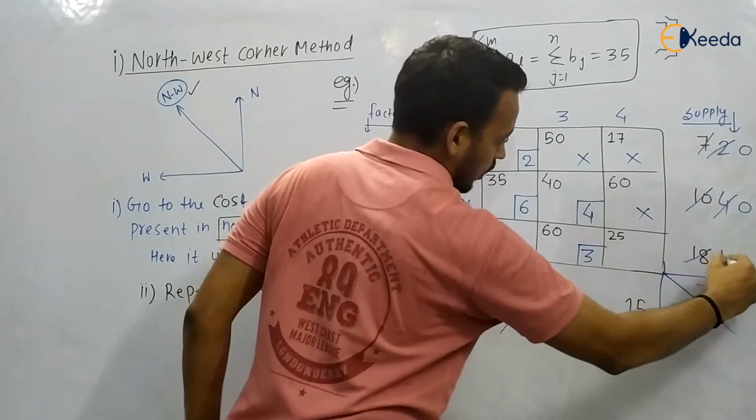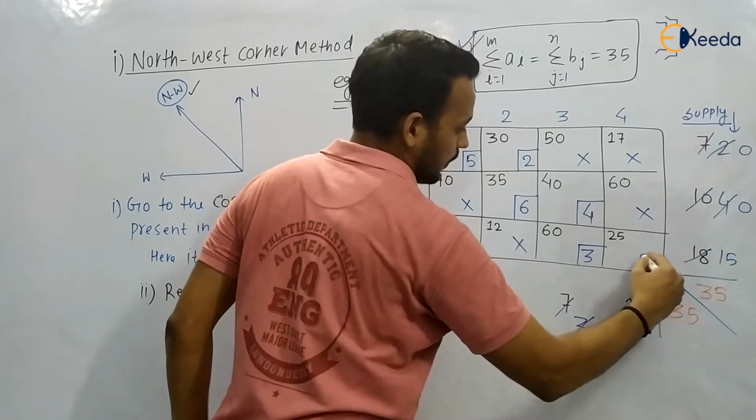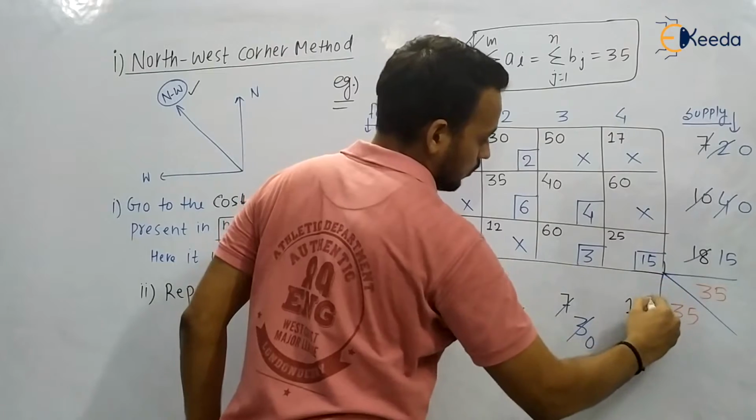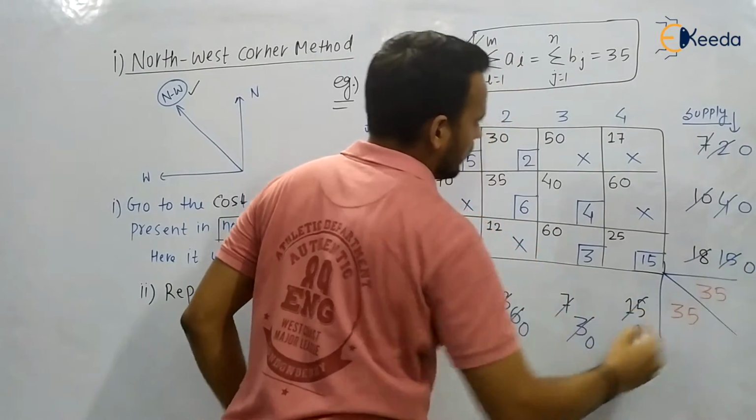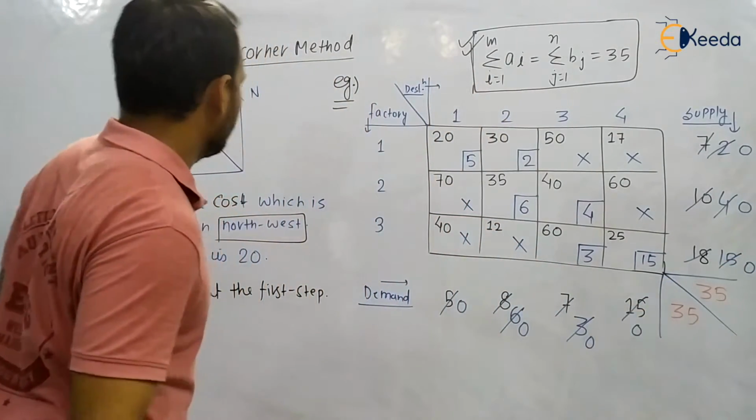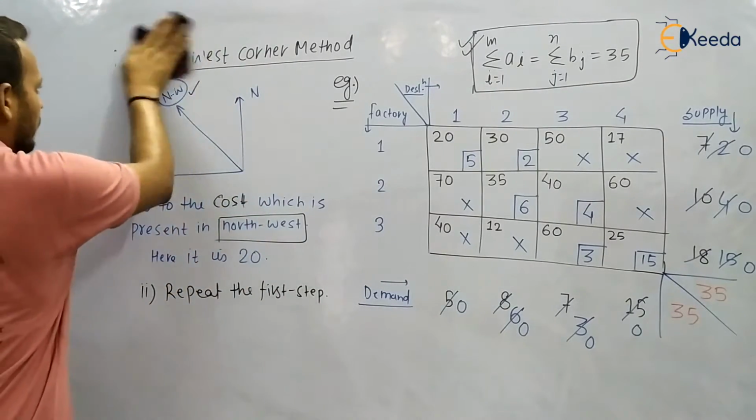It will have 15 units. Now see, 15. Each and every demand is fulfilled. This is 0 and this is 0. Each and every demand is fulfilled. Okay, so now calculate the cost.